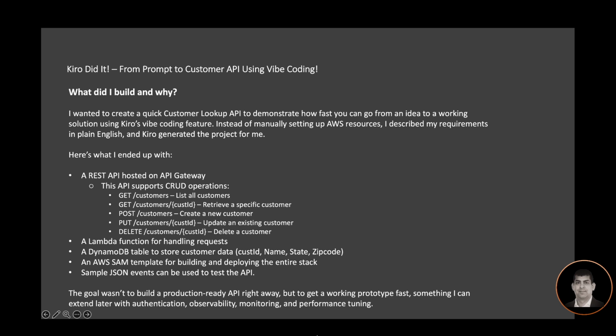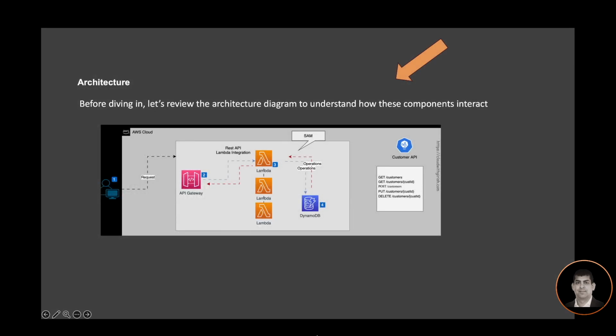The goal was not to build a production-ready API right away, but to get a working prototype fast, something I can extend later with authentication, observability, monitoring, and performance tuning. Let's look at the architecture. Kiro did not generate it. I created this architecture myself just to show the flow of the event for the code that Kiro had generated.